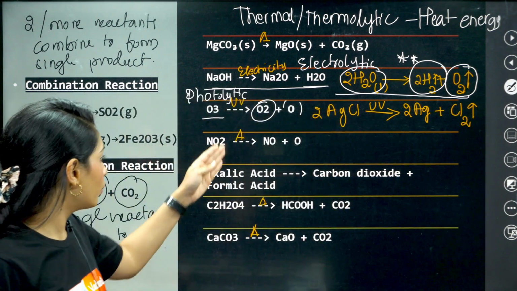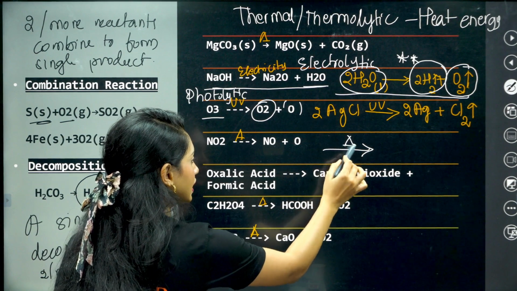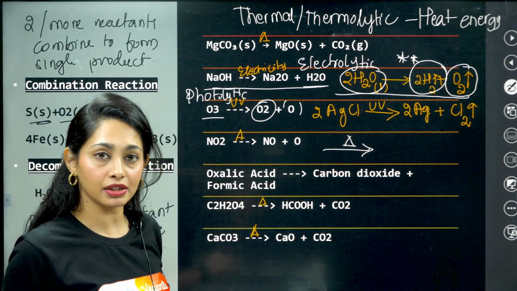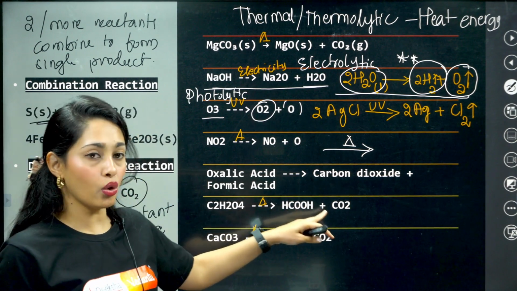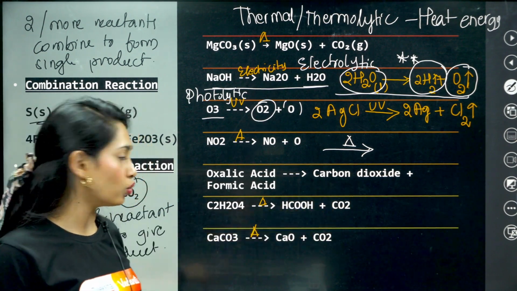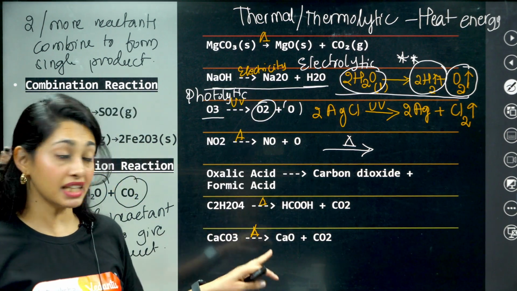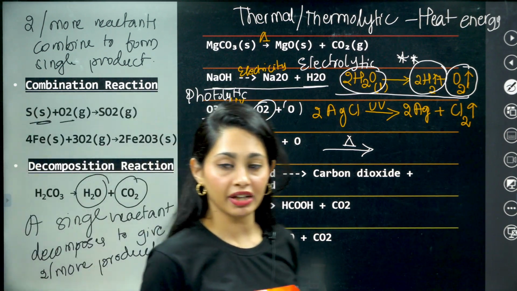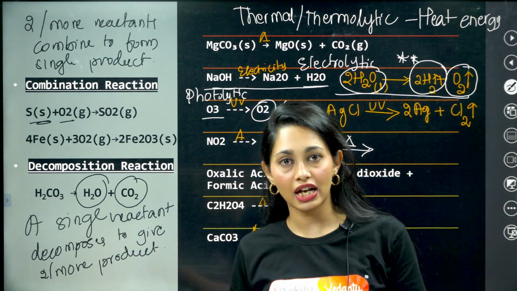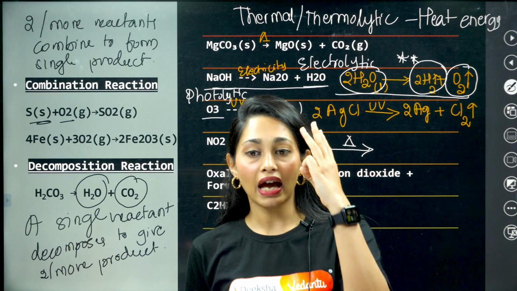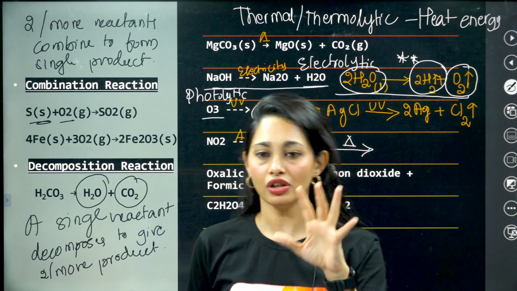Okay, here are some more examples. NO2. On the top of the arrow, if you represent delta, it means that it is heat. Oxalic acid upon heating gives HCOOH and CO2. And CaCO3 upon heating gives CaO and CO2, carbon dioxide. So this is about combination reaction as well as decomposition reaction. In decomposition reaction, we have three types: thermolytic, electrolytic and photolytic decomposition reaction.